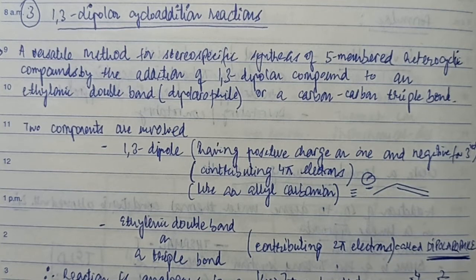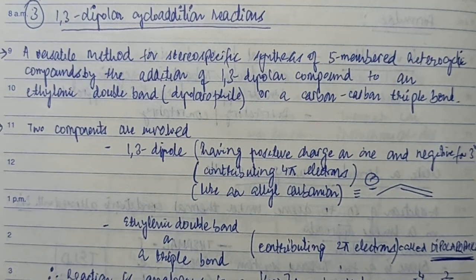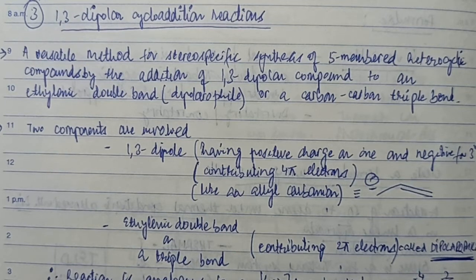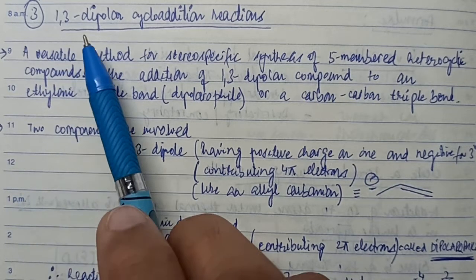X is the first atom, Y is the second, and let's say Z is the third atom. Then probably I'll have a positive charge on X and a negative charge on the third atom, that is Z, or vice versa, a negative charge on X and a positive charge on Z. This kind of species which is involved in these reactions is known as 1,3 dipoles.